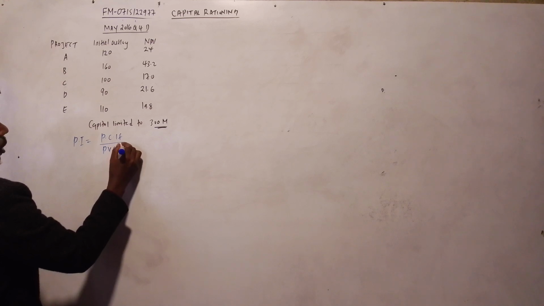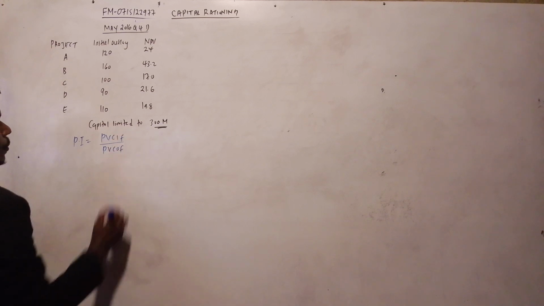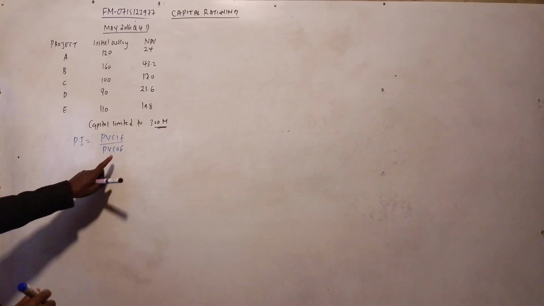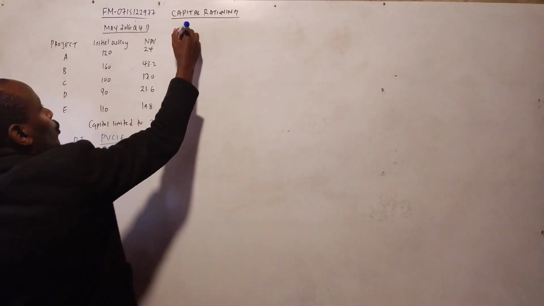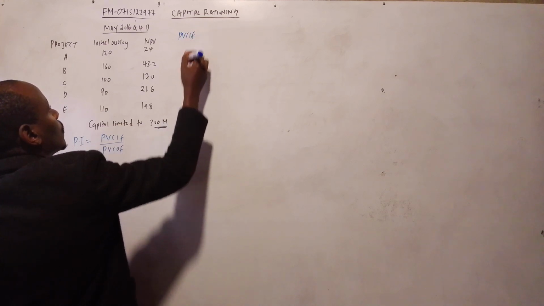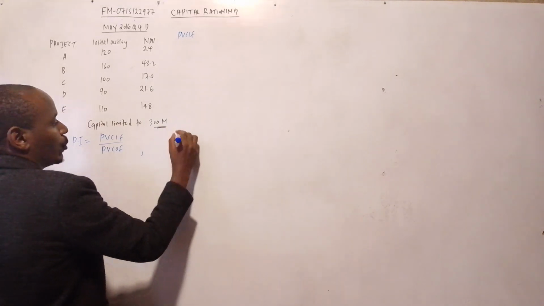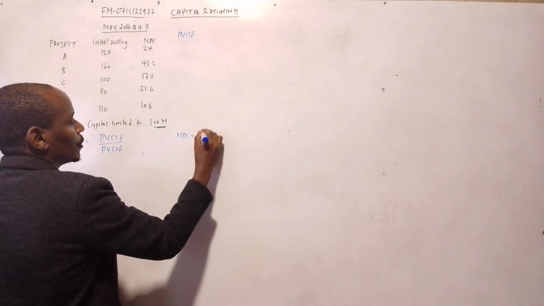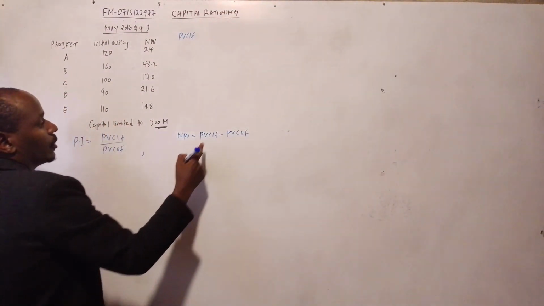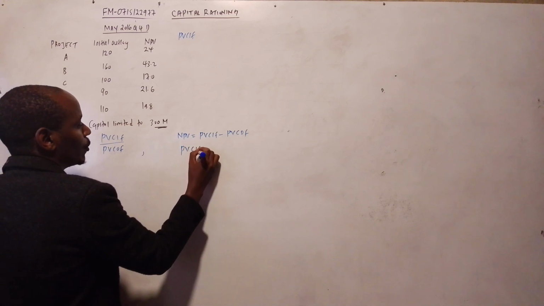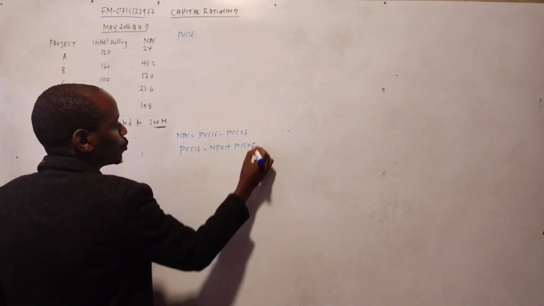Present value cash inflow. Now we have our present value cash outflow here, but we don't have present value cash inflow. So we need to come up with present value cash inflow. We know that NPV is equal to the present value cash inflow minus present value cash outflow. We want present value cash inflow, which is equal to NPV plus present value cash outflow. So you take NPV, you add it with the cost.